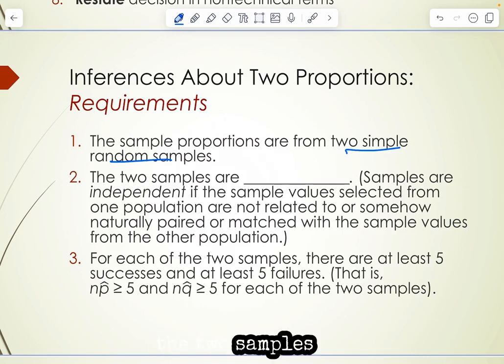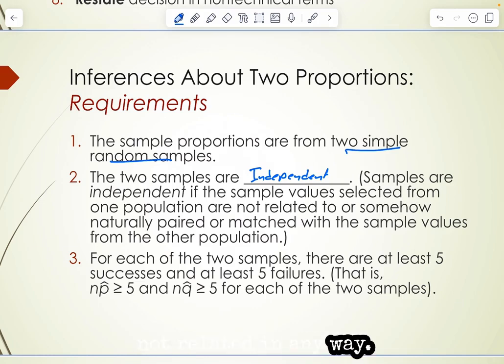The two samples are independent, and this is necessary. So what does that mean? That means samples are independent if the sample values selected from the population are not related in any way to each other. And then for each of the two samples, there needs to be at least 5 successes and at least 5 failures. If I sample 100 lawyers, at least 5 need to be women, and no more than 95 can be women. That's a requirement for this theory to hold.